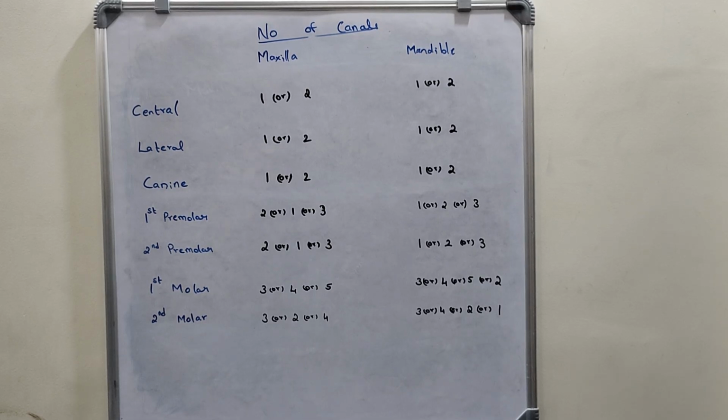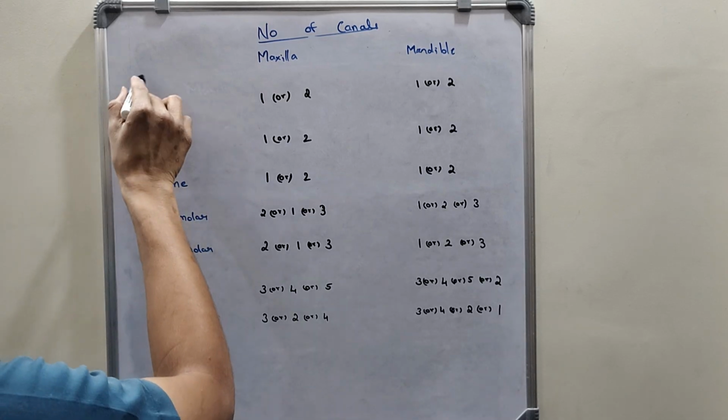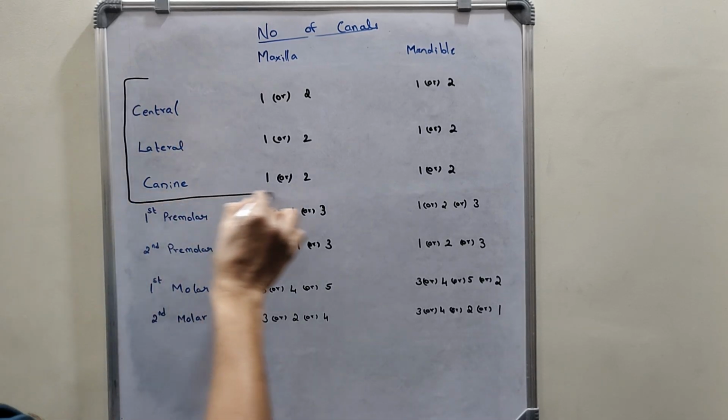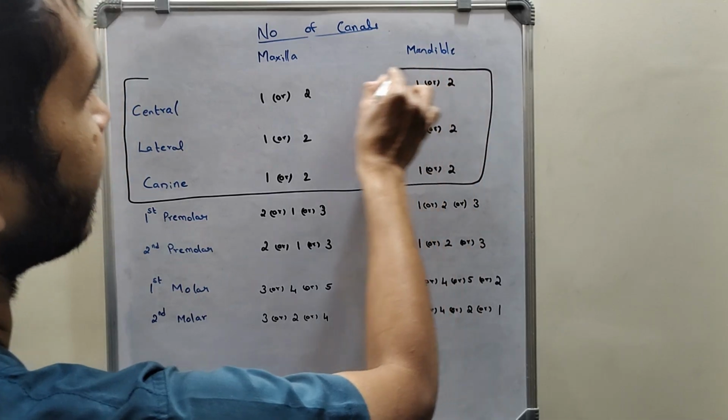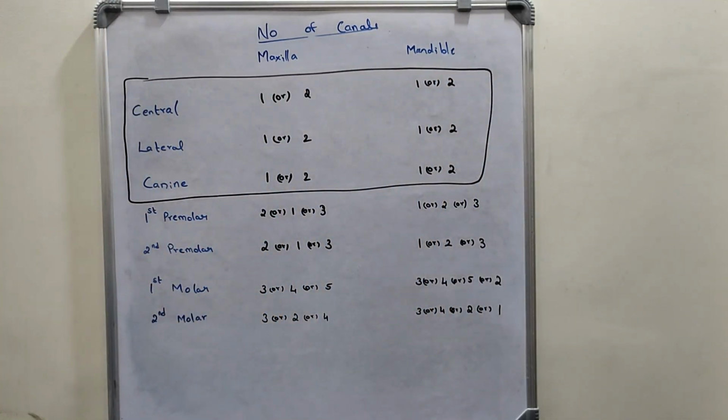Coming to both maxilla and mandible, it's very easy to remember your anteriors. All the centrals, laterals and canines will most probably have a single canal, otherwise they might have two canals. That's very simple. That's common for both maxillary and the mandibular anteriors. All the anteriors, irrespective of the arch, will have a single canal in most of the cases, or in some cases will have two canals.